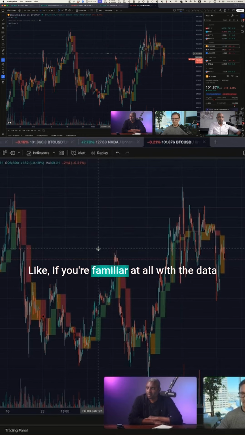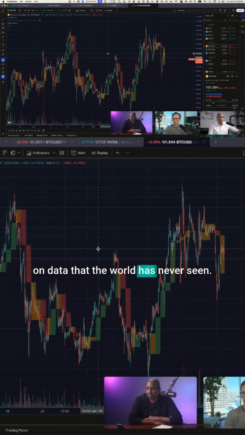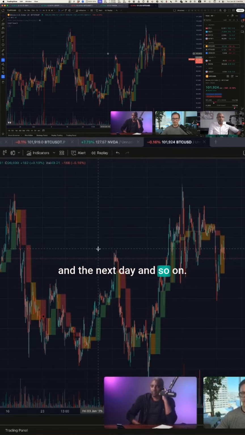If you're familiar at all with the data science process, there's the concept of in sample and out of sample data. Well, the walk forward test would basically be a way to say, I'm now going to test this strategy on data that the world has never seen, because we're testing it on live data that's coming in today and tomorrow and the next day and so on.